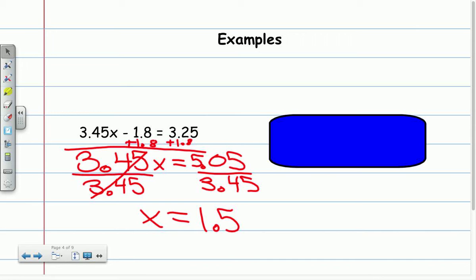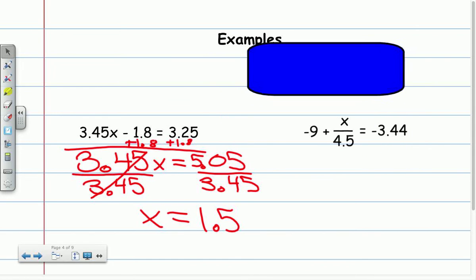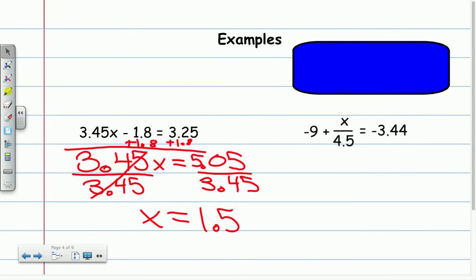All right, I'm going to do another one. One moment. Ooh, that looks ugly, doesn't it? That looks really ugly. That's okay, right? It's going to be okay.